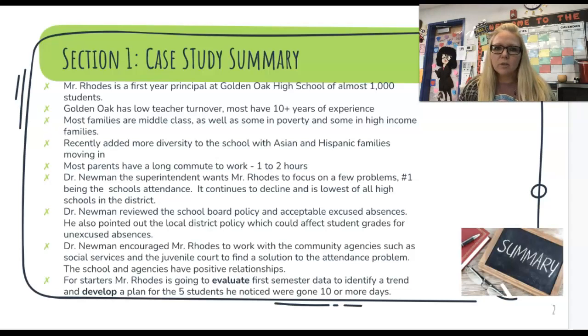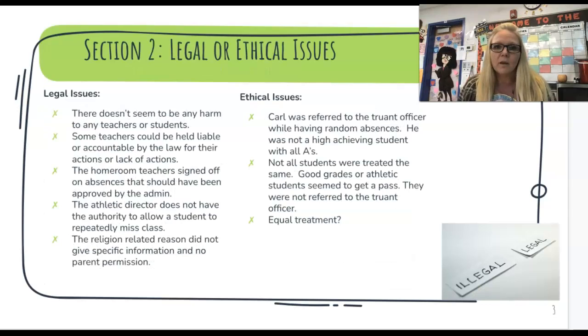So Dr. Newman is the superintendent, and he wants Mr. Rhodes to focus on a few problems, with the number one problem being the school attendance. It continues to decline, and it's the lowest of all high schools in the district. Dr. Newman has encouraged Mr. Rhodes to work with the community agencies such as the social services and juvenile court to find a solution. And for starters, Mr. Rhodes is going to evaluate the first semester data to identify a trend and develop a plan for the 5 students that he noticed were gone 10 or more days.